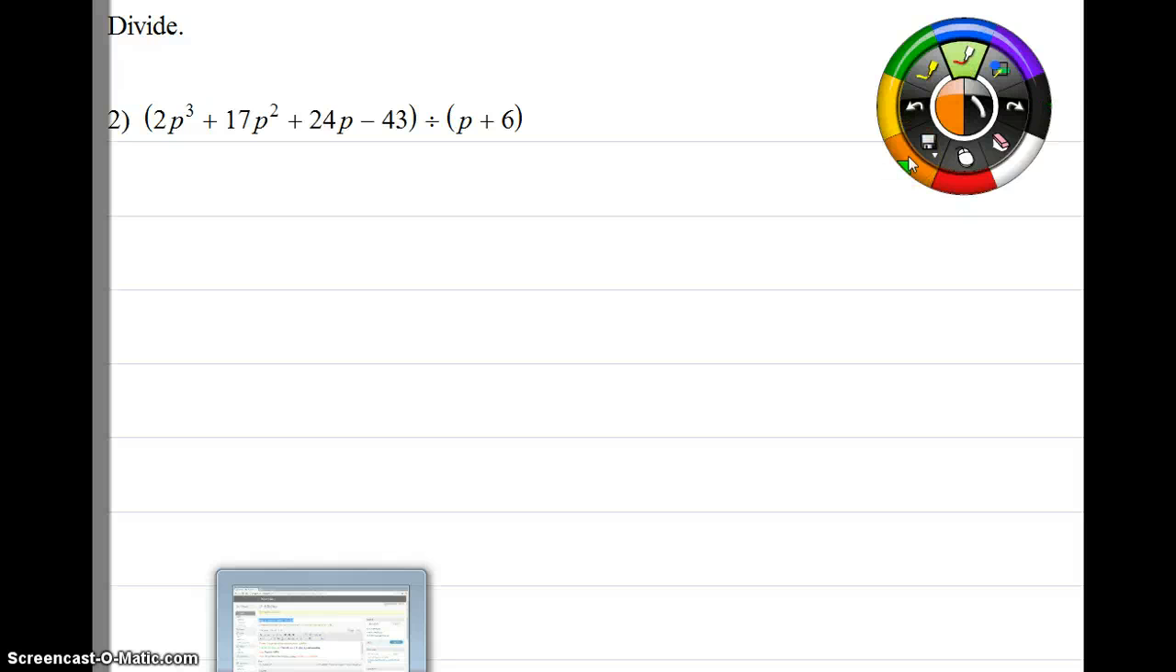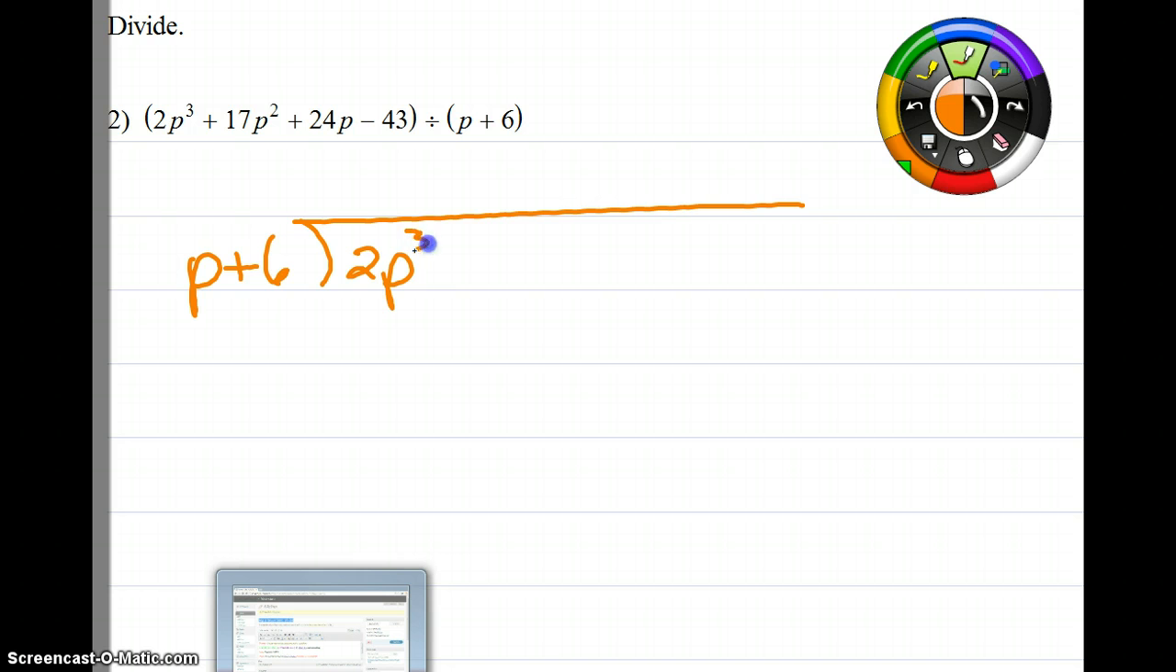And really a setup is the first thing that we do. So this time we'll put a p plus 6. On the inside we'll have a 2p cubed and a 17p. We'll just write our inside polynomial, and then we'll proceed with our 4-step process.